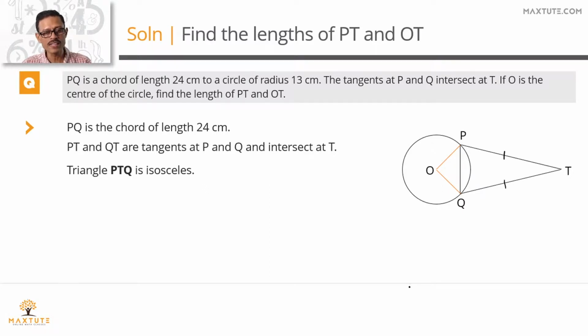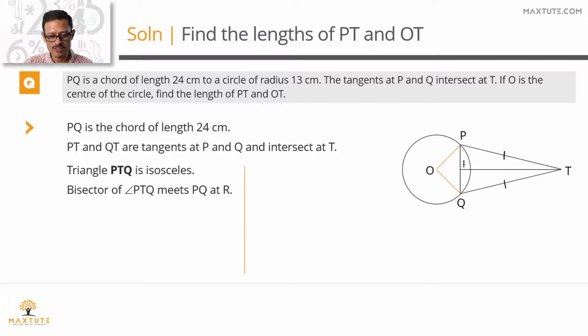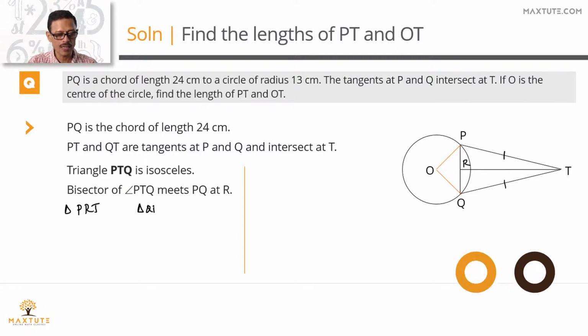I'm going to be doing one thing to this triangle. I'm going to be bisecting angle PTQ. I'm going to be drawing an angle bisector for PTQ. Let's say it starts from T and meets the opposite side PQ at point R. This is where it meets. We had a PTQ. We have broken it down into a PRT and a QRT. So I'm going to be looking at both these triangles, triangle PRT and triangle QRT.